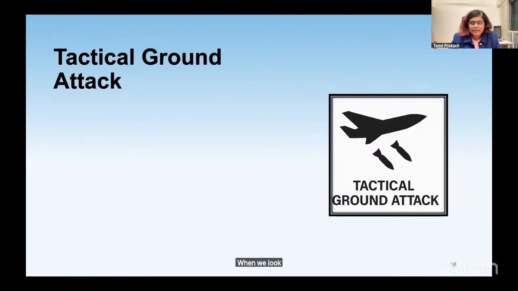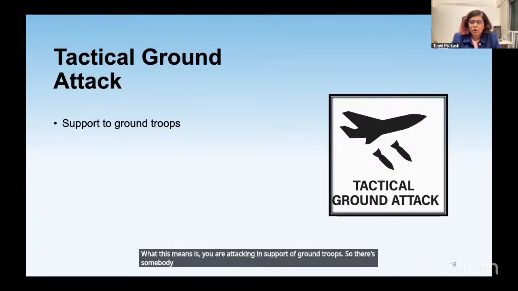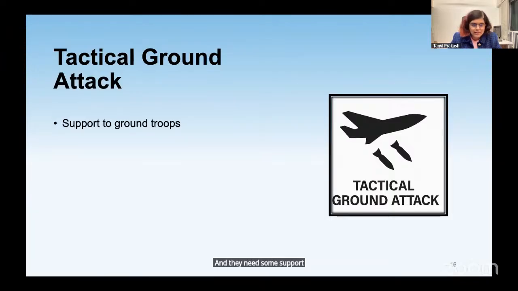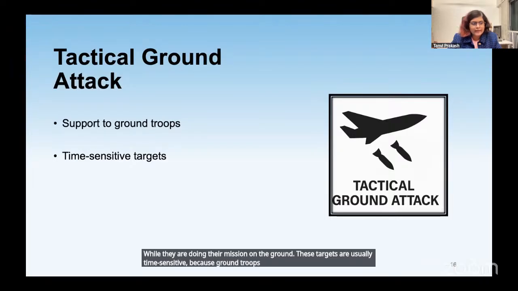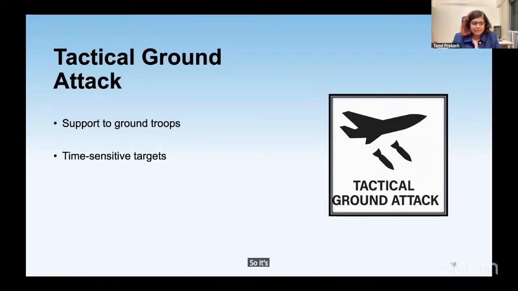When we look at tactical ground attack, what does this really mean? What this means is you are attacking in support of ground troops. So there's somebody on the ground who's gone ahead into enemy territory and they need some support or cover from the air to protect them while they are doing their mission on the ground. These targets are usually time sensitive because ground troops always work on a highly timed basis. For example, at 3 o'clock at night, the strike has to take place. So it's a very time sensitive target.